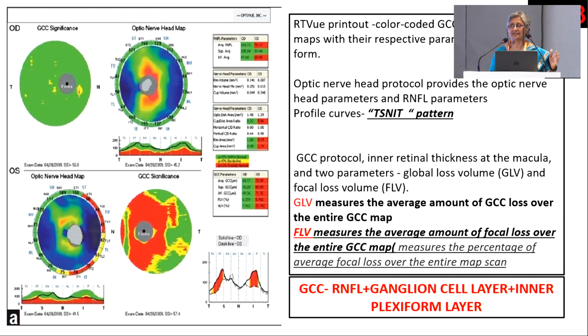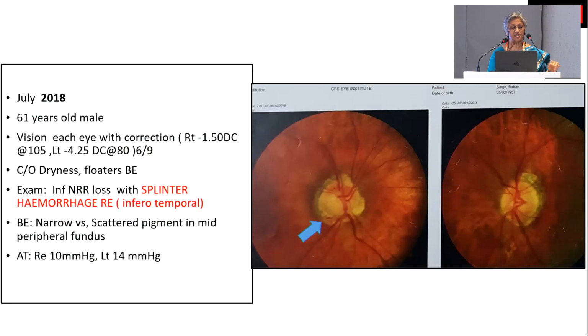We must understand that some OCTs give us a lot more information, for example the RTVue. It has a patented FLV, that is focal loss variance. It measures the amount of focal loss over the entire ganglion cell complex. And mind you, the GCC in different machines covers different areas. That's very, very important. Let's look at another case.